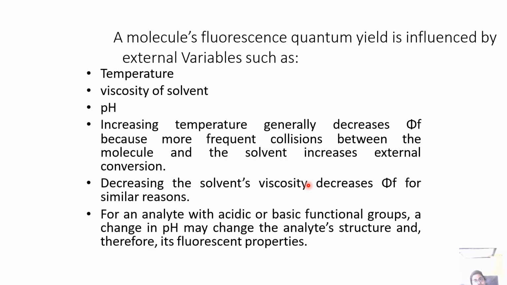Now a molecule's quantum yield is influenced by external variables such as temperature, viscosity of solvent, and pH. Increasing temperature generally decreases the quantum yield because more frequent collisions between the molecule and the solvent increase external conversion. Decreasing the solvent's viscosity decreases it for similar reasons. For an analyte with acidic or basic functional groups, a change in pH may change the analyte structure and therefore its fluorescent properties.